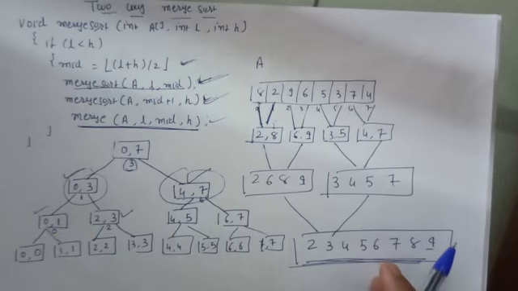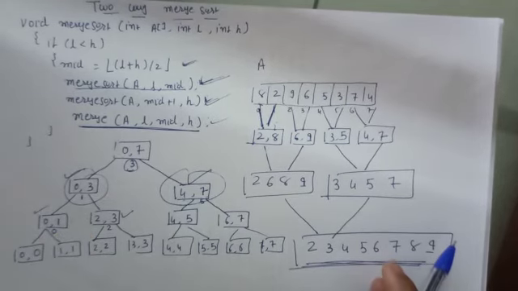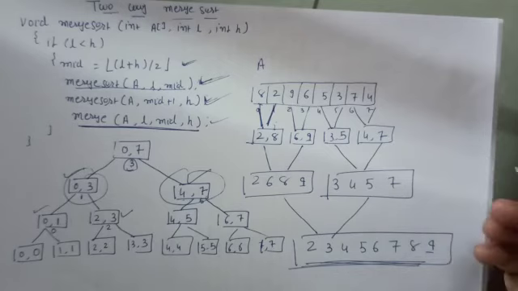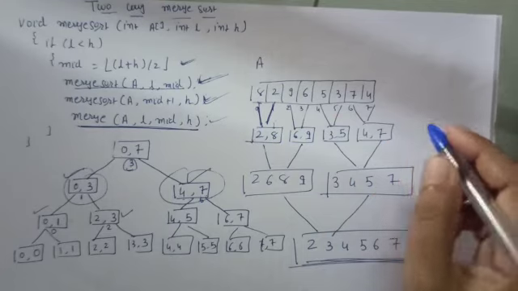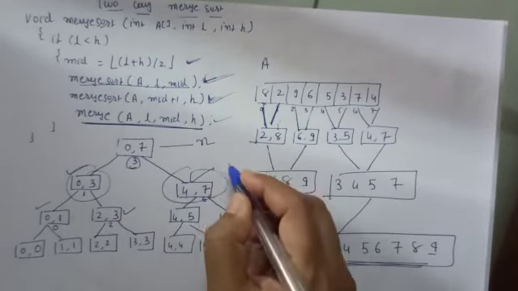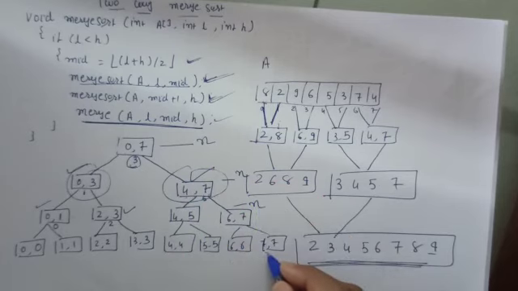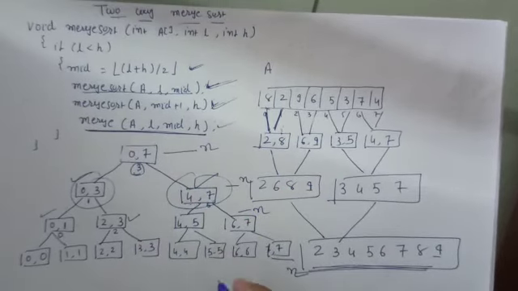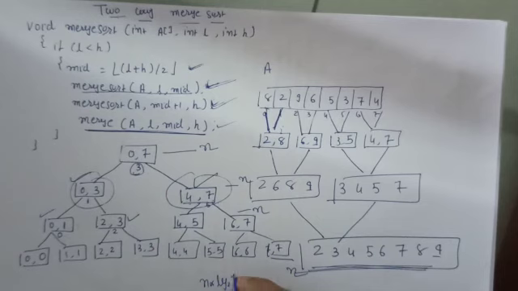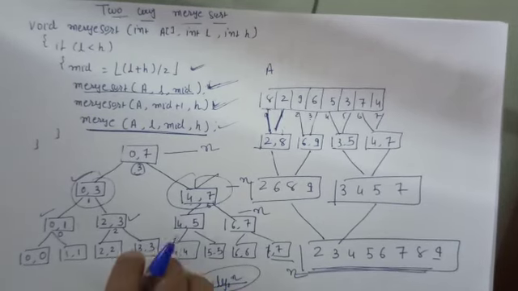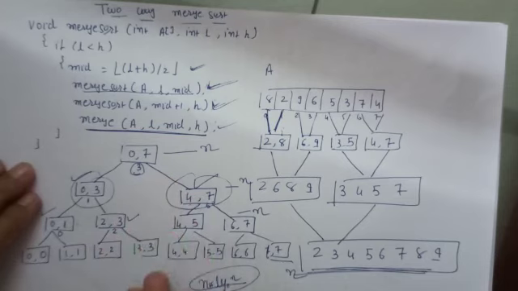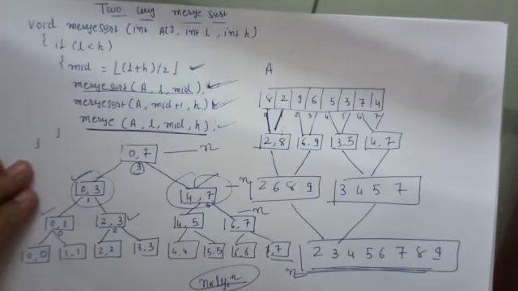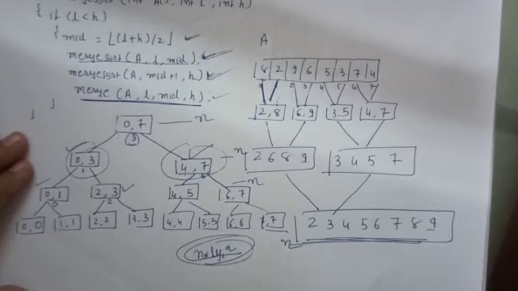So this is how merge sort works. Similar to quick sort, this procedure takes a complexity of n, and the height of this tree is log n. So n multiplied by log n is the complexity of merge sort. And there is no worst case or best case for merge sort. This is the only case, and that gives us the complexity of n log n.